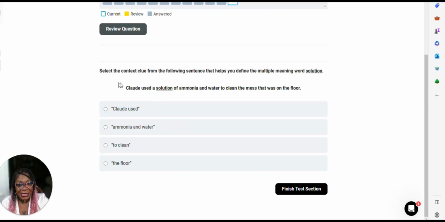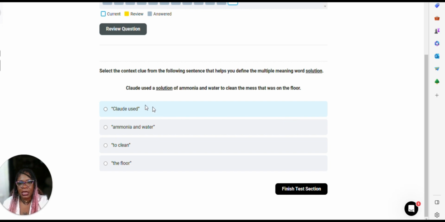Select the context clue from the following sentence that helps you define the multiple meaning word solution. Claude used a solution of ammonia and water to clean the mess that was on the floor. Is it Claude used? Is it ammonia and water? Is it to clean, or is it the floor?